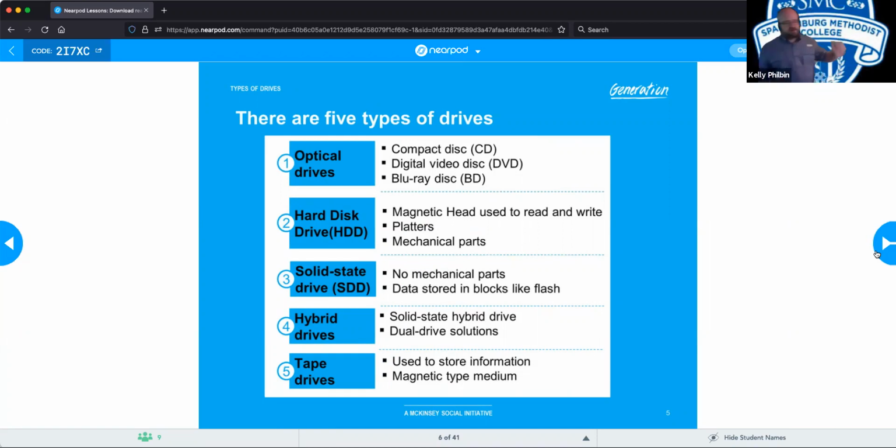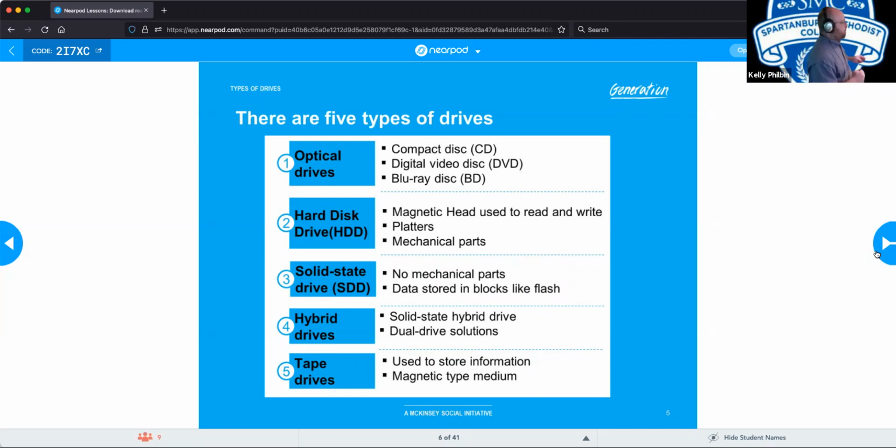You have your standard HDD or mechanical hard drives. They have things that distinguish them, like a magnetic head used to read and write. They write that information onto platters, and they have various electronic or mechanical parts that we will have to know and identify. We have solid state drives, which are kind of a more recent iteration. They are much faster than mechanical drives. They have no mechanical parts themselves, and they are stored in blocks much like flash drives. And then we have hybrid drives, which are a combination of the HDD mechanicals and the SSD solid states.